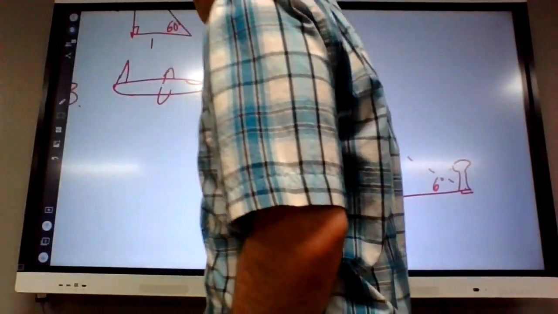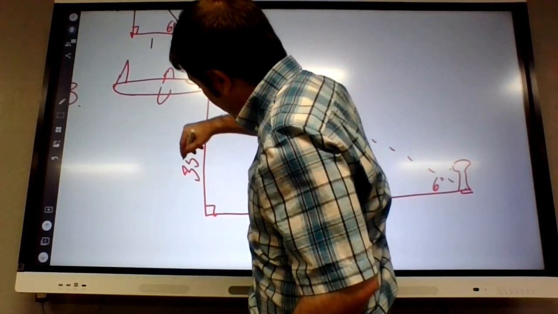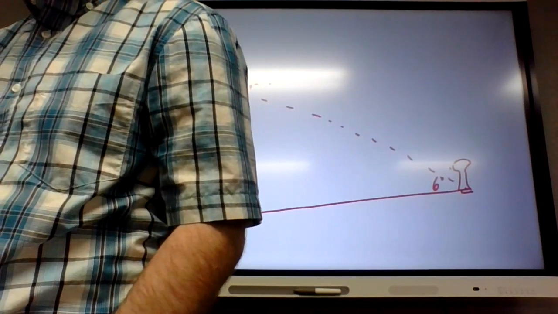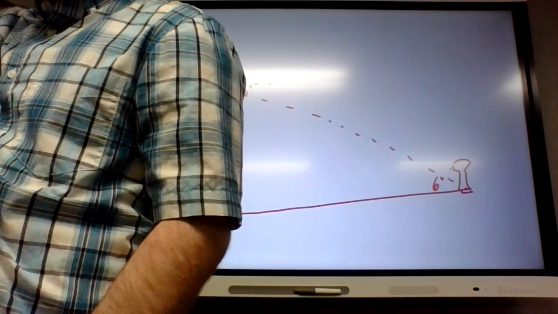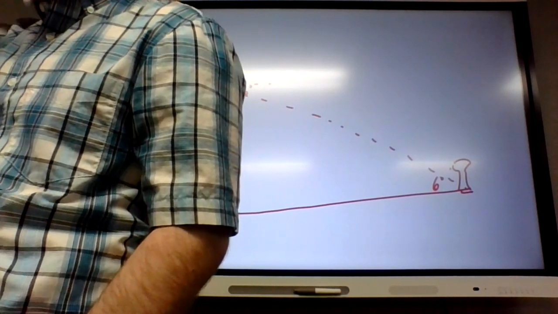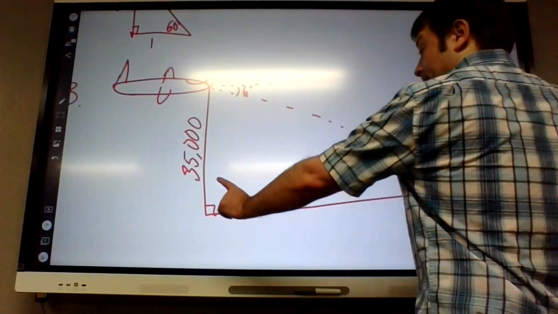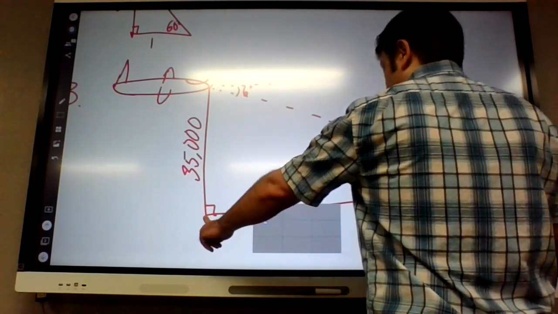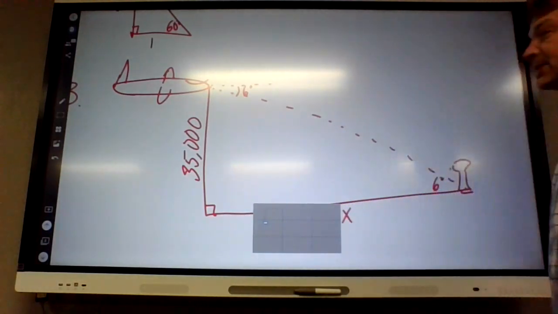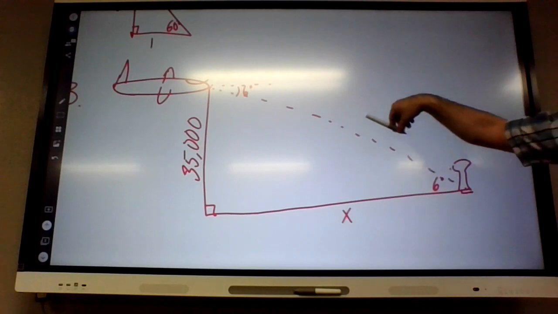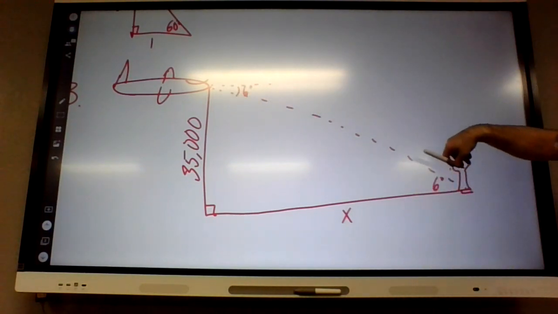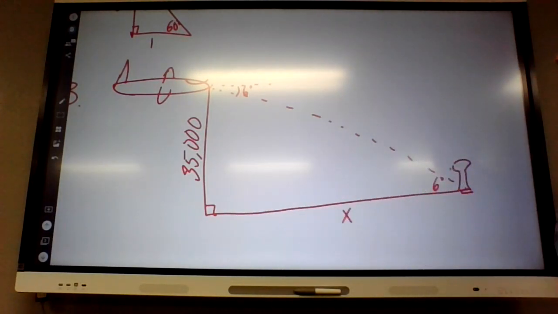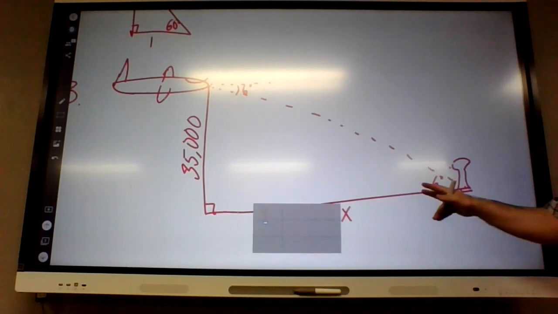It says the airplane is 35,000 feet in the air and begins its approach. What is the distance between the airport and the point on the ground directly below the airplane? In other words, they're asking for the ground distance. That'd be x. The direct distance would be like the hypotenuse up here, the distance through the air. The ground distance would just be this horizontal line down here.